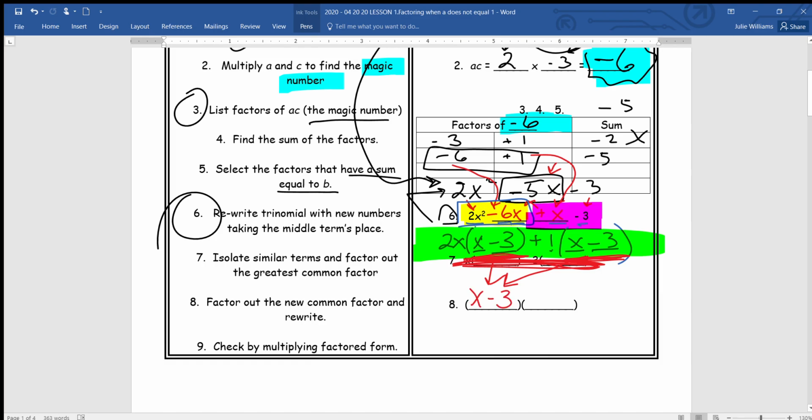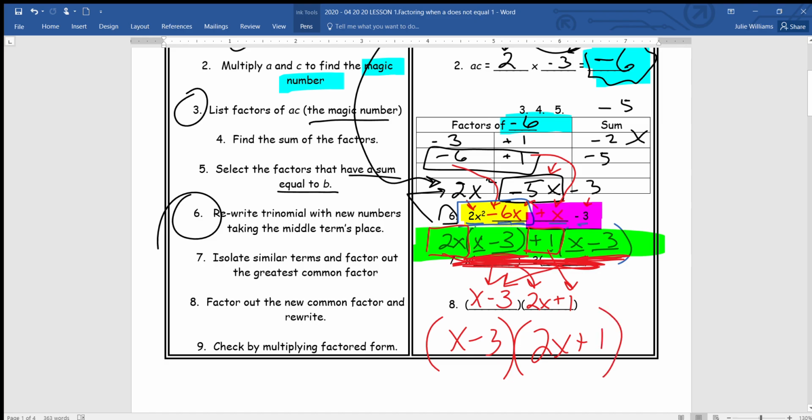Your other factor is going to be what you have factored out. So it's going to be 2x plus 1. Okay, so those are your two factors. Your two factors are x minus 3 and 2x plus 1.